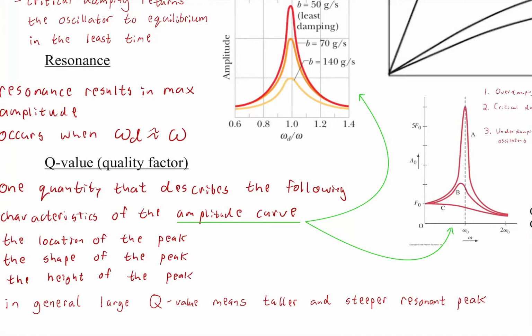On the other hand, if you don't want something to resonate in an undesirable way, like a car that hits a particular frequency and starts shaking itself apart, then you might not want to have a high Q value, and you might want to design that into the system.